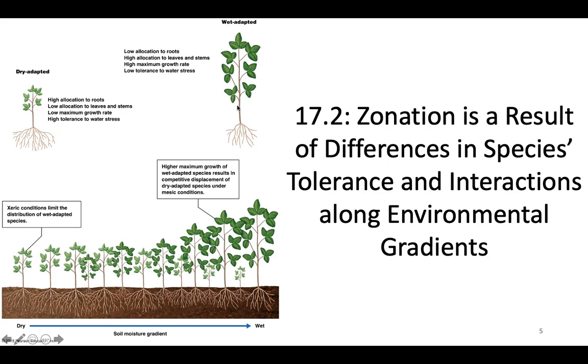And then the other end, at wet adapted, you see a lot of allocation into leaves and stems because there isn't limitation due to water availability. You see low tolerance to water stress. And then with this environmental gradient, you then see differences in species tolerance that create zonation patterns, and then you also see differences just based on the environmental constraints of the species that can grow in these different gradients.